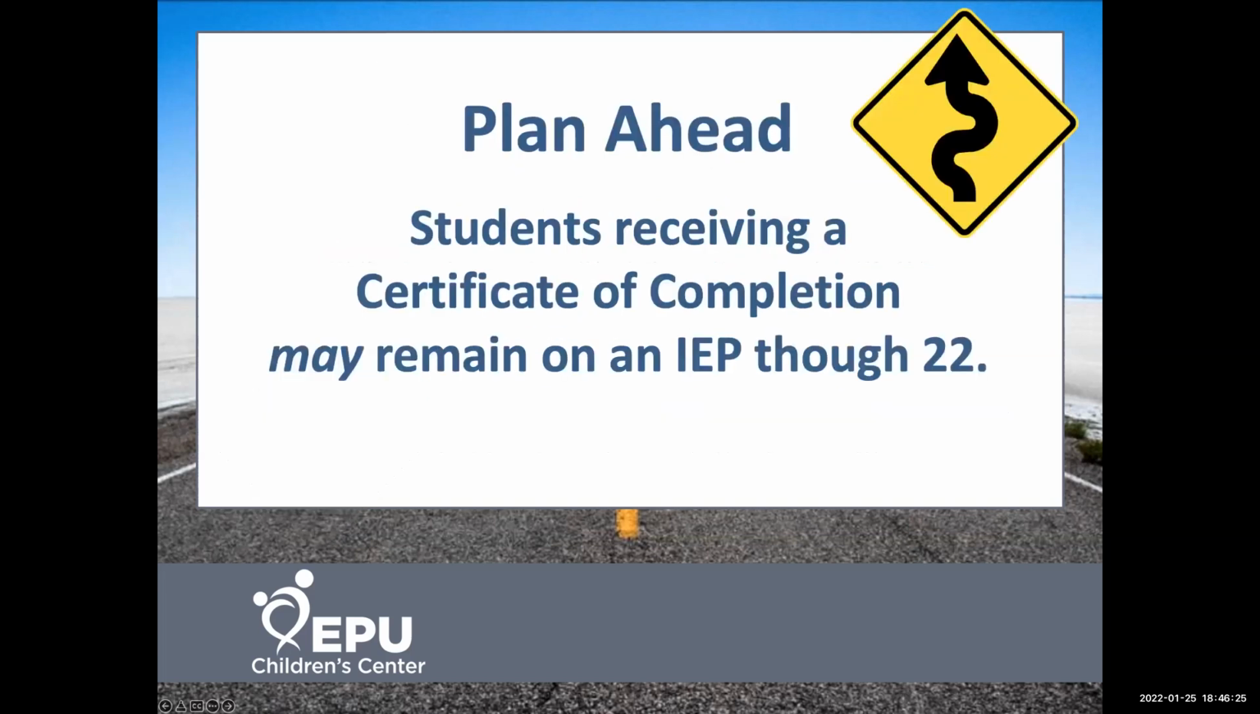So our goal is to plan ahead. So students receiving a certificate of completion, and we'll talk a little bit more about this later, if your child is on a certificate track, they may stay on their IEP through age 22. And that's how we have students in the 18 to 22-year-old program.